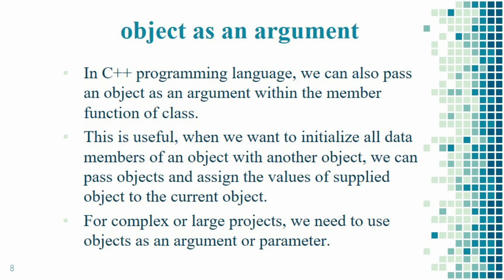The second topic is object as an argument. In the C++ programming language, we can also pass an object as an argument within the member function of a class. This is useful when we want to initialize all data members of an object with another object. We can pass objects and assign the values of the supplied object to the current object. For complex or large projects, we need to use objects as an argument or parameter.